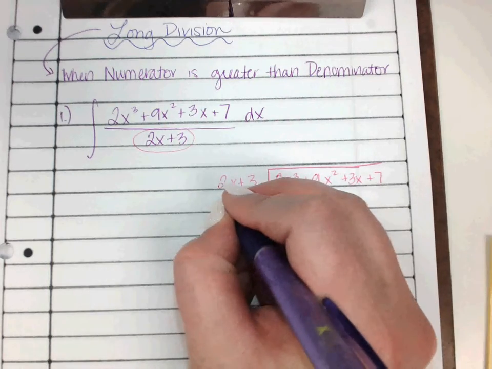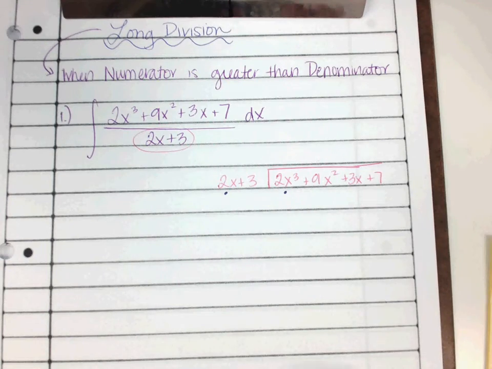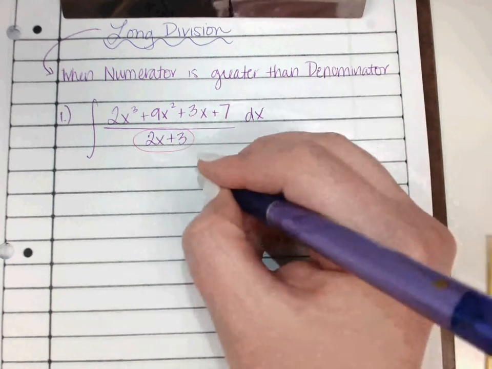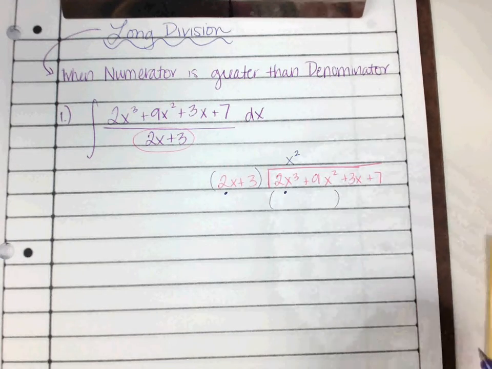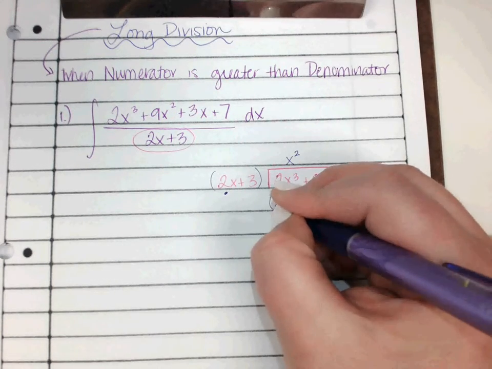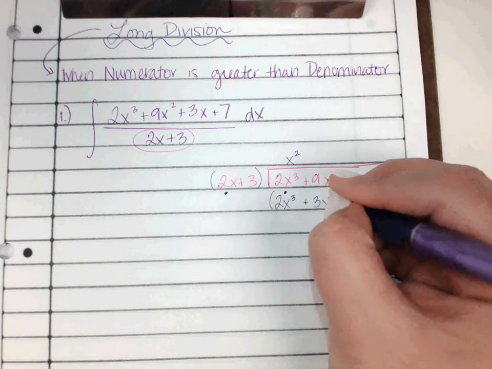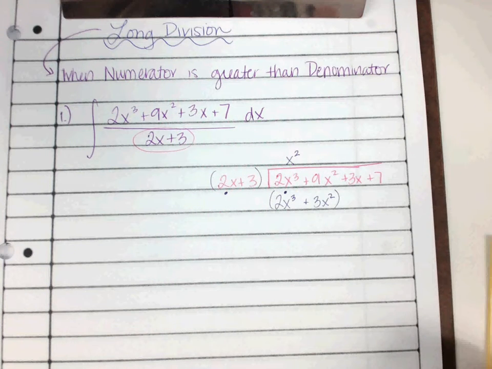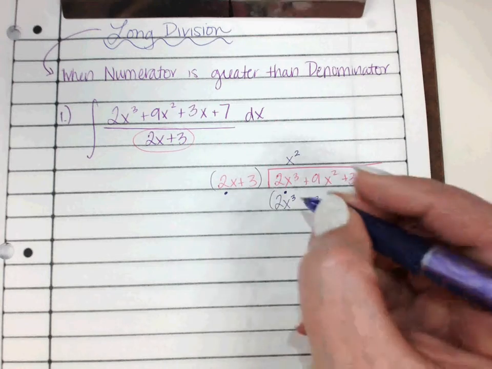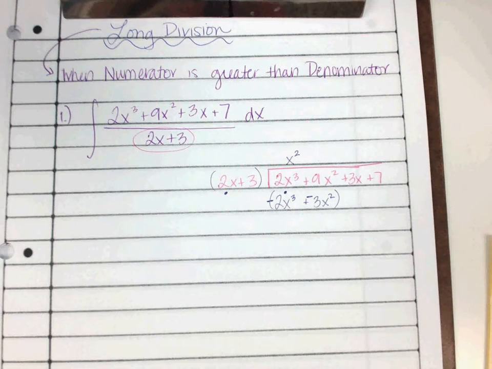What do I times 2x by to get a 2x cubed? X squared. Then I'm going to take that x squared, multiply it by 2x plus 3, and line it up underneath the first two terms. So what is x squared times 2x plus 3? 2x cubed. And then what is x squared times 3? 3x squared. And then after I line them up, in division you subtract that row. So I'm going to subtract here, and I'm going to subtract here, because remember, I'm minusing the entire row.